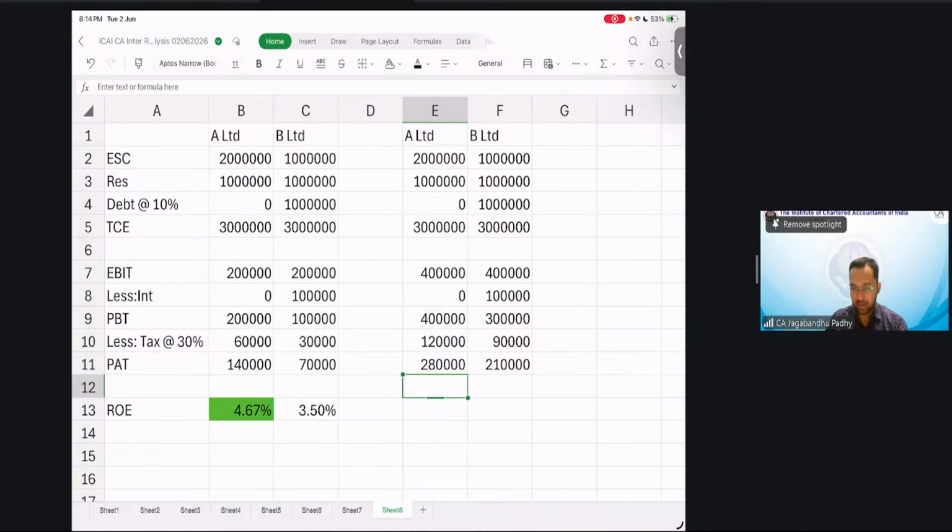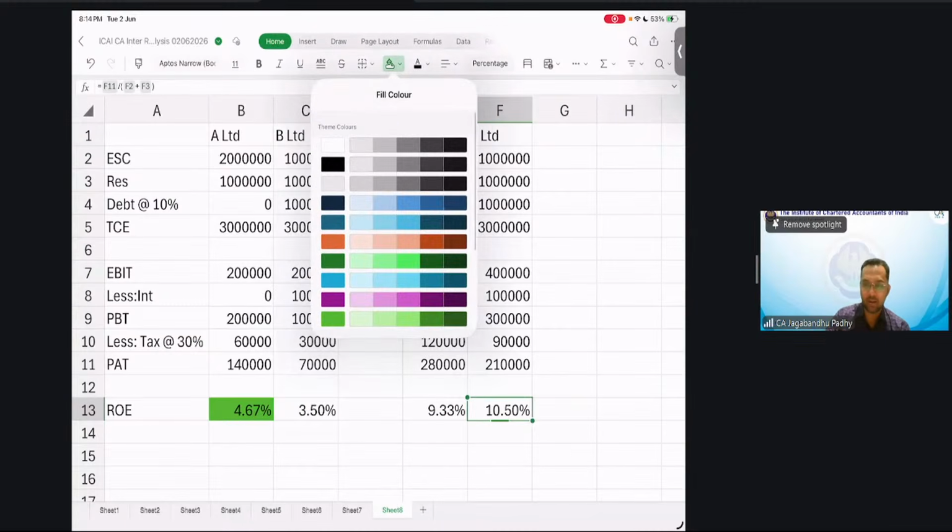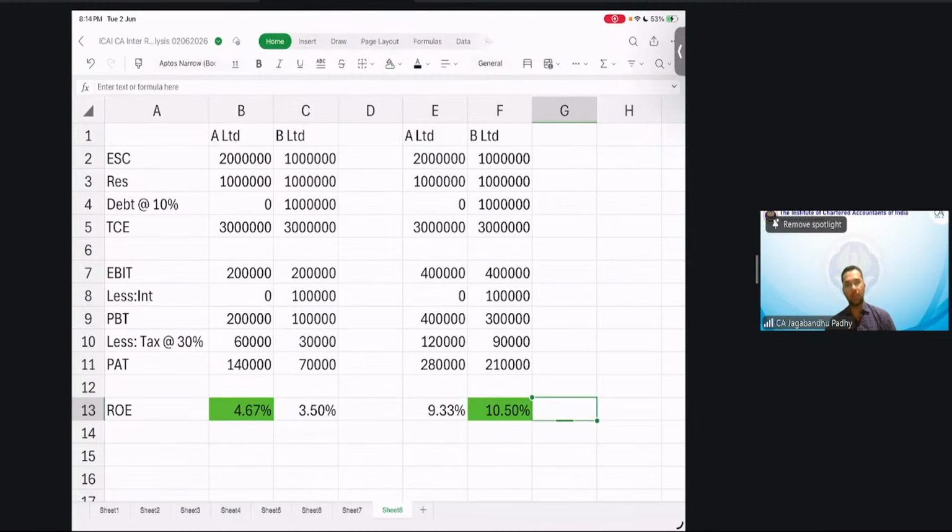So now the PAT is 2 lakh 80 and 2 lakh 10. And if we calculate the returns, now we find the cards have flipped. Now it seems like company B is proving to be better. Right, guys?